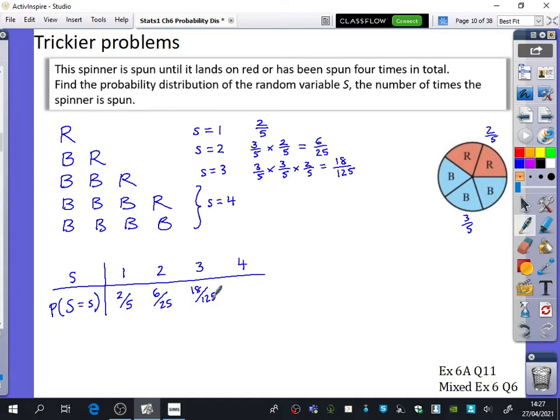Now, there's 2 things I could do. One of them is long, one of them is short. What's the short way of finding out what the last probability is? Add them all together and take it away from 1. Because I know that all 4 of these things have to add up to 1. So to find this one quickly, I'm going to do 1 minus 2/5, 6/25, and 18 over 125. I'm going to do the quick way, and I'll tell you the other way how you could do it. That calculator has now finally lost its batteries, so let's try this one.